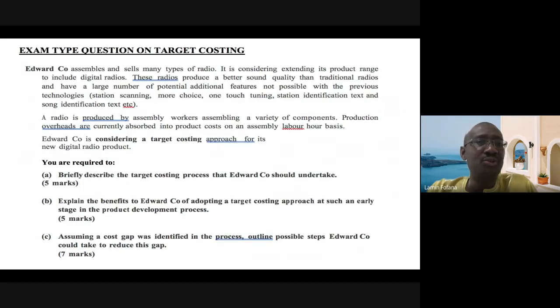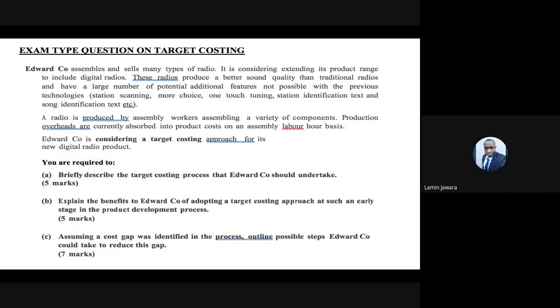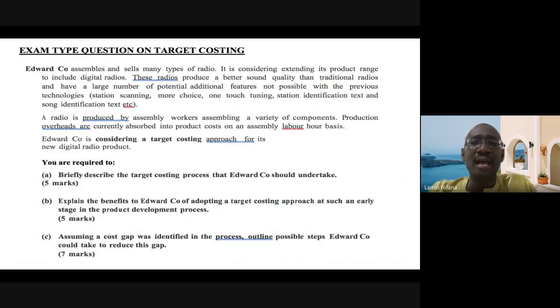First, you have to use the details in the case. At the moment, they are using what? They are using absorption costing. Yes. So in order to say how they're going to reduce their cost gap, you must first give the background. So tell us.